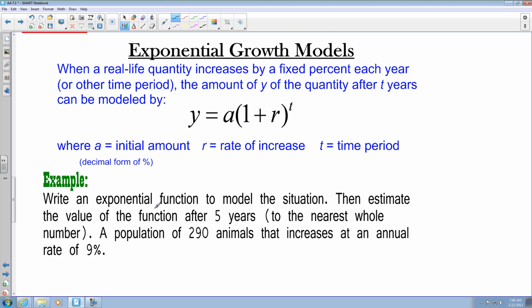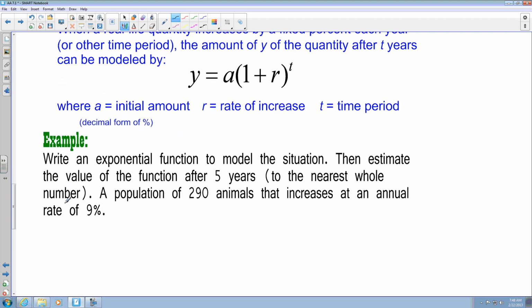So in this example here, they want me to write an exponential function to model the situation. They want me to estimate the value of the function after 5 years to the nearest whole number. They want to know the population of 290 animals that increase at an annual rate of 9%.